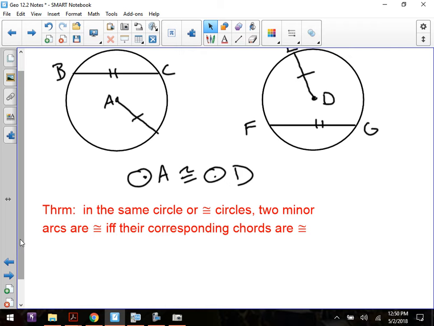If you have a right angle, then you are perpendicular. If you are perpendicular, then you have a right angle. Yes, sir? Does that say so? Thorough. Theorem.